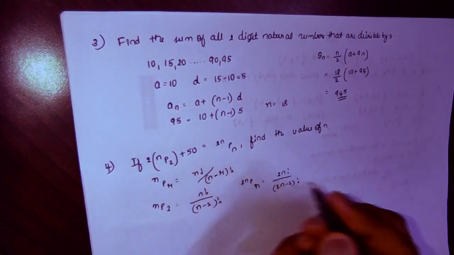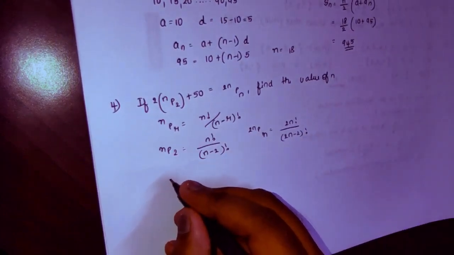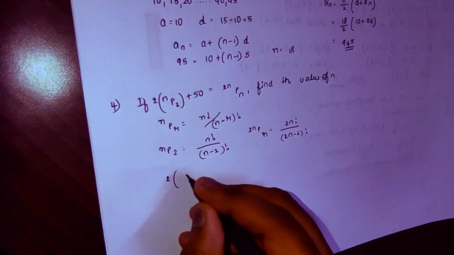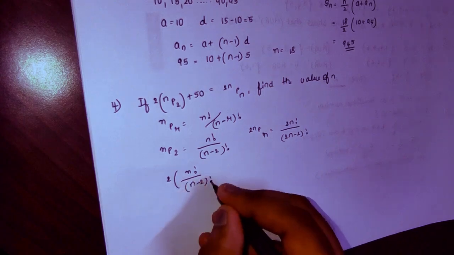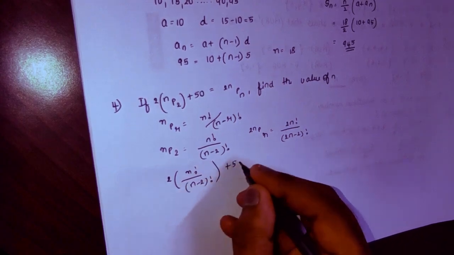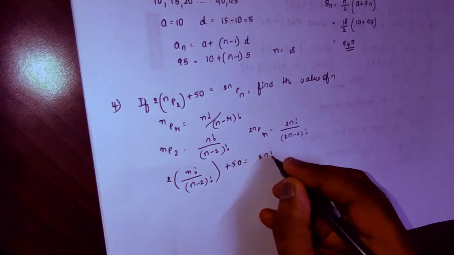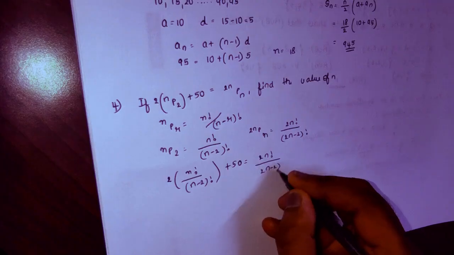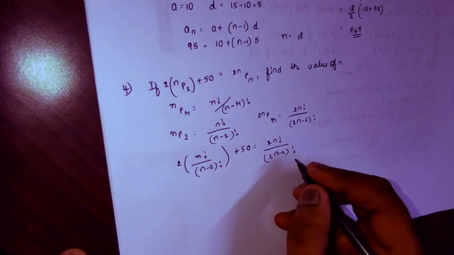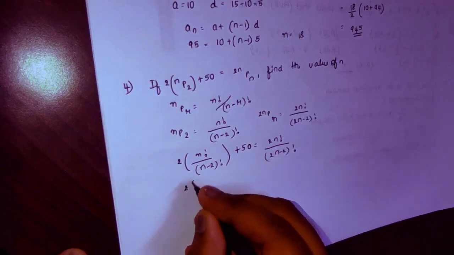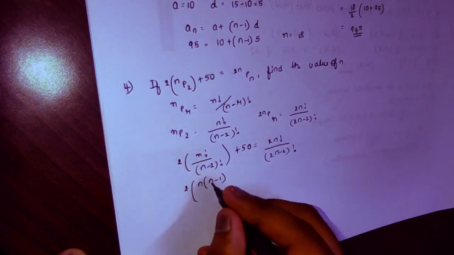Now we will substitute it in the given main equation, that is 2 into n factorial divided by (n minus 2) whole factorial plus 50 is equal to (2n) factorial by (2n minus 2) whole factorial. Now to cancel, we will continue with this. 2 into n minus 1. I am substituting the equation for n factorial.